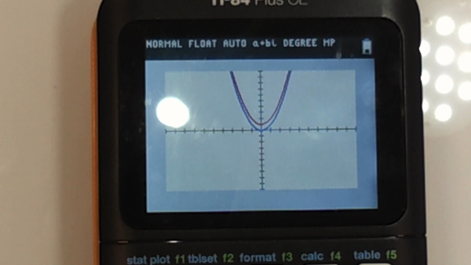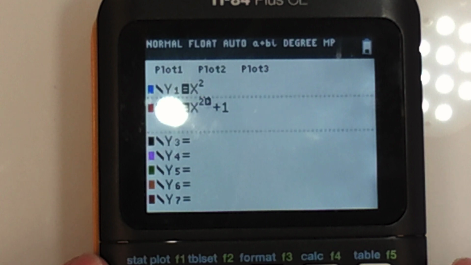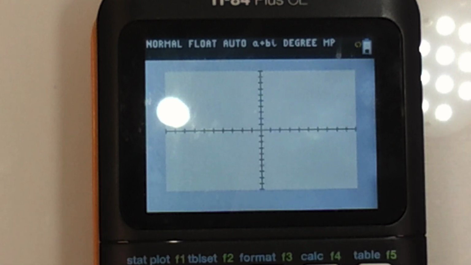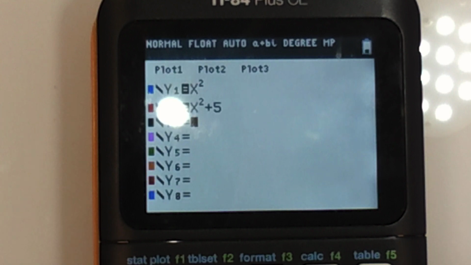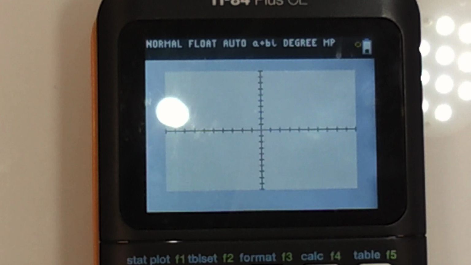The blue was the original, the red was the new graph. What appears to have happened to it? Moved up 1. Okay. If I add 5, what's it doing? Appears to have moved up, this time 5. What do you think is going to happen if I subtract instead? It's going to go downwards.